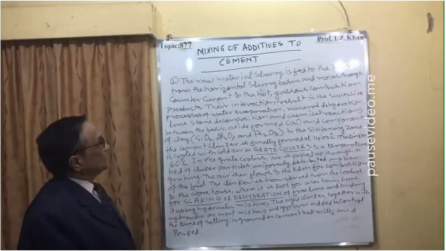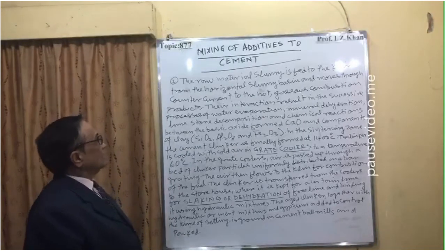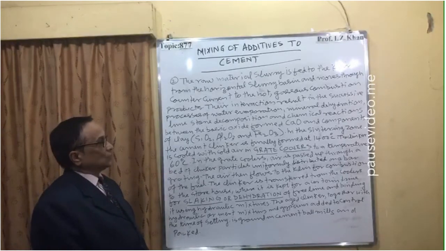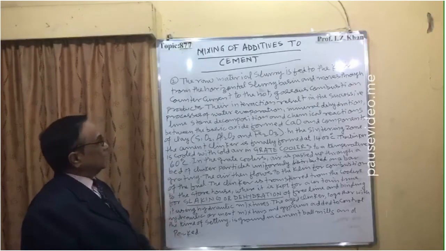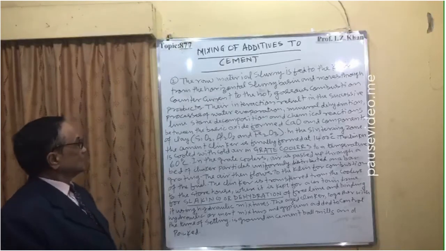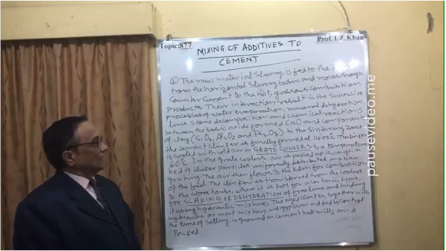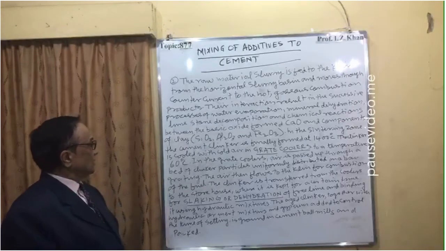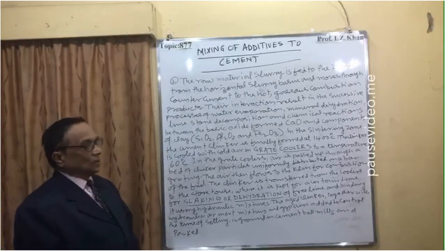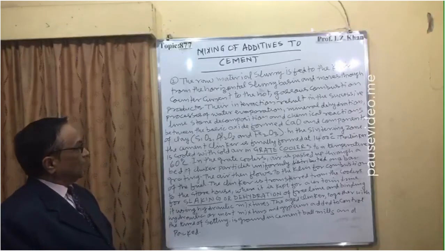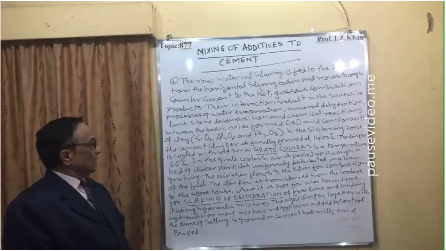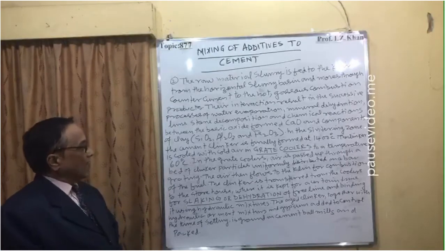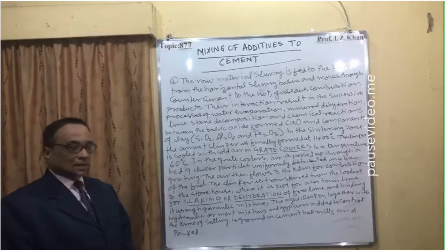Number 2, the raw material slurry is fed to the kiln from the horizontal slurry basin and moves through counter current to the hot gaseous combustion products, and their interaction results in the successive processes of water evaporation, then mineral dehydration, limestone decomposition, and chemical reactions between the basic oxide, that is your calcium oxide, and components of clay, and these components are decomposed into SiO2, Al2O3, and Fe2O3, meaning silicon oxide, aluminum oxide, and iron oxide.